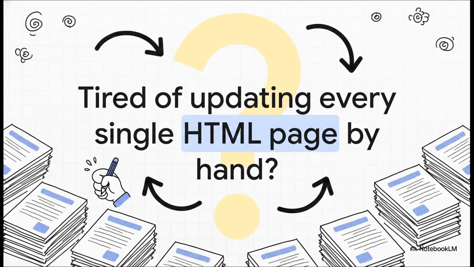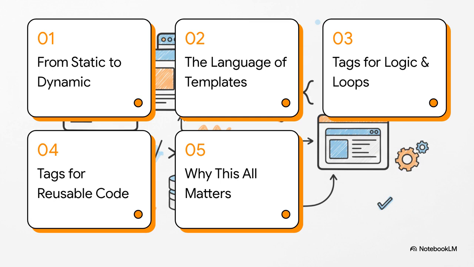Okay, so let's start with a problem I'm sure you run into. Picture this. You've built a website. Maybe it has 50 static HTML pages. Now it's time to update the copyright year in the footer. That means you have to open 50 different files, make that same tiny change, and save every single one. It is a total maintenance nightmare. So how do we get out of that mess?